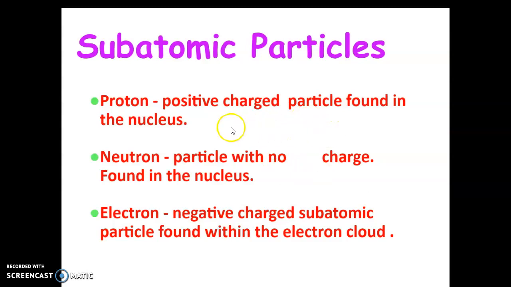Subatomic particles. We have the proton, which is a positively charged particle found in the nucleus, and we have the neutron there. Okay, it's the particle with no charge. It's also found in the nucleus. Then the electrons are negatively charged subatomic particles found in the electron cloud.